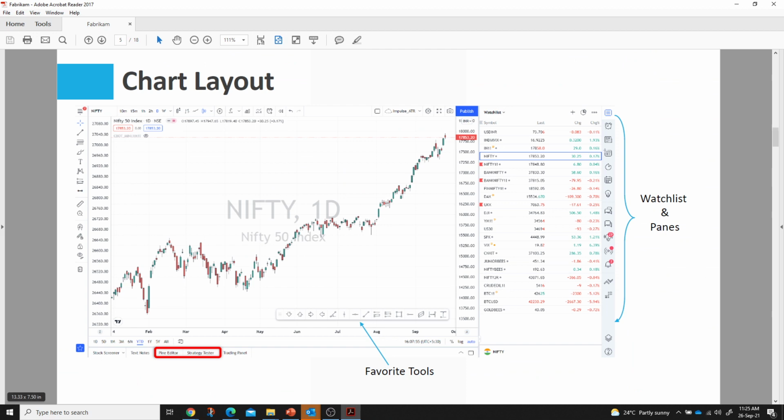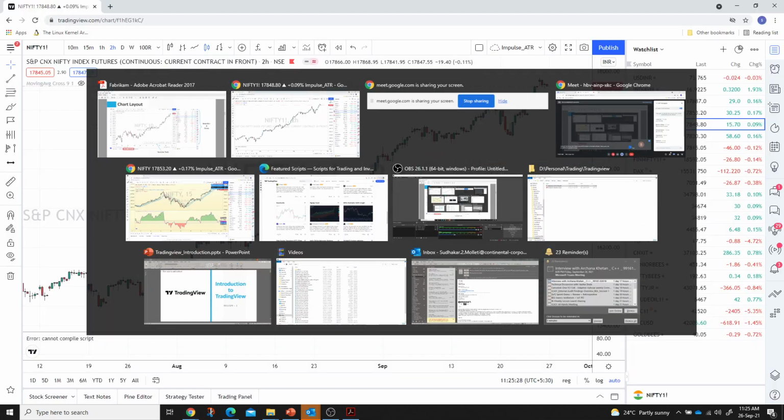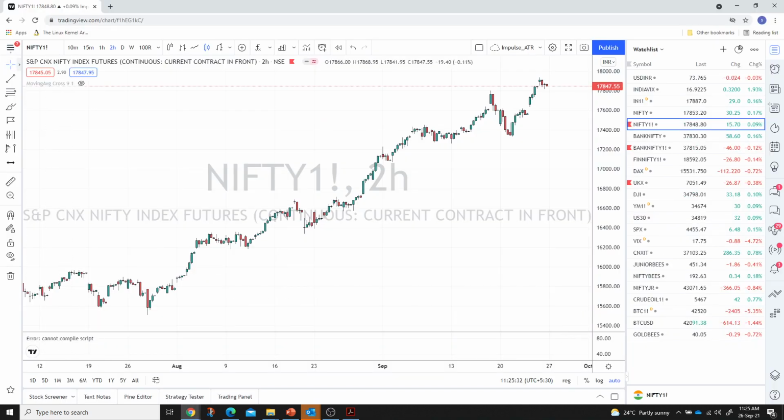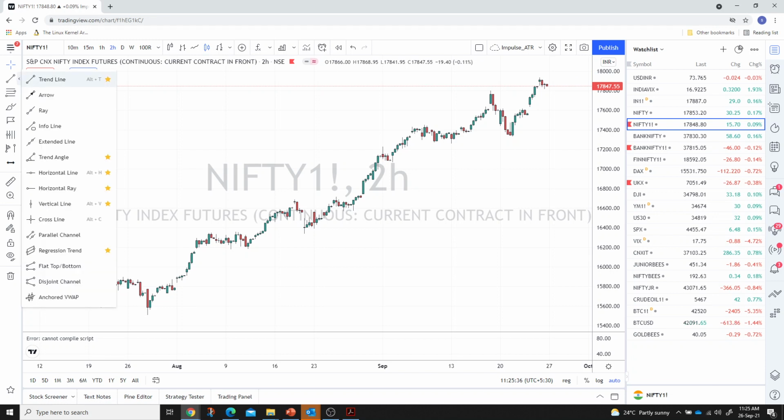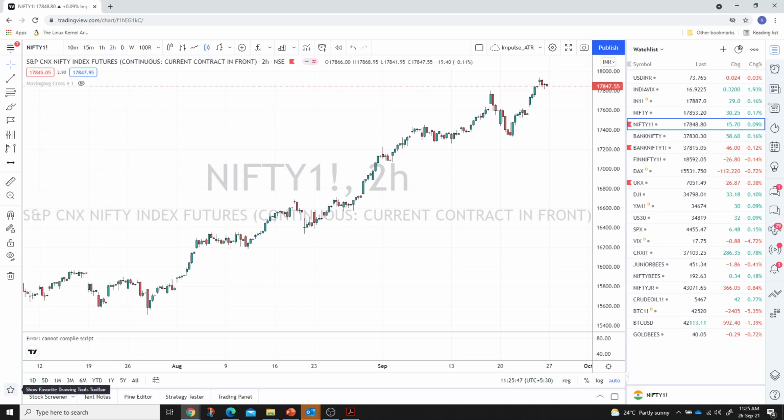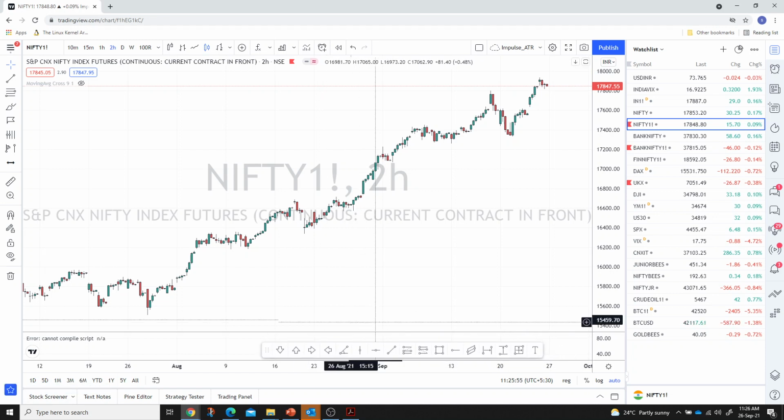So what you see here, let's say you have this toolbar here, you want to draw a trend line or any other tools, they are available here, and when you click on the star mark, it is added to your favorites. So my favorites, here in the bottom there is the star, show favorites drawing toolbars. This is my favorite drawing tool. Okay, so this is my bar.